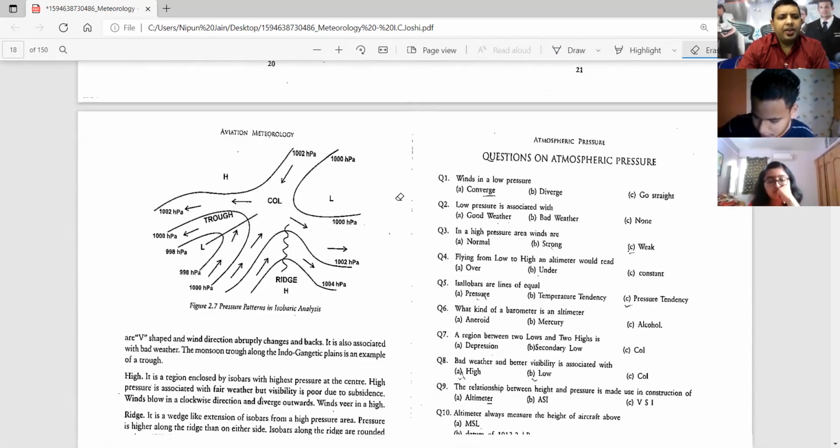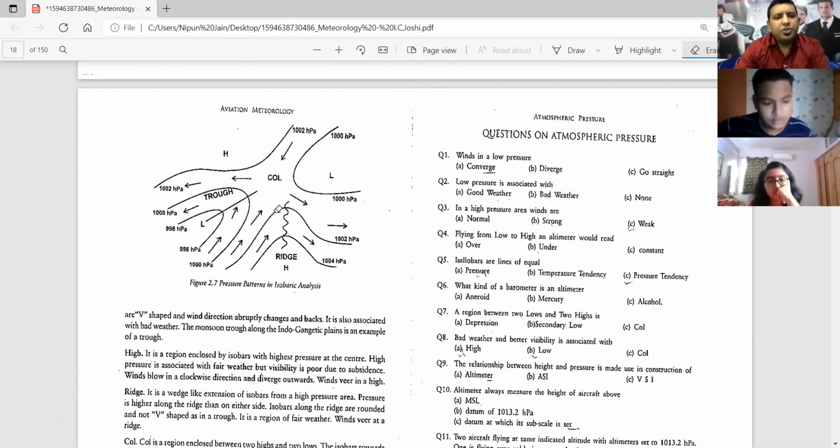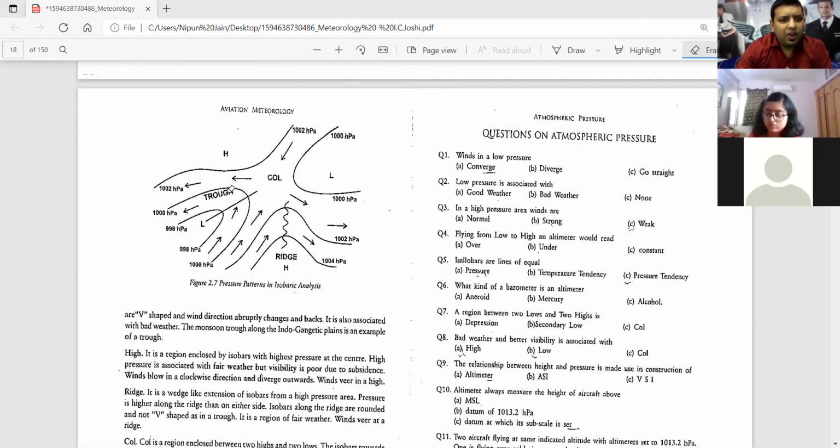All right, now see this diagram. There is a ridge. Ridge means this is an area of high pressure. This is a trough, an area of low pressure. Can you see it now? See figure 2.7. There's an area of low pressure, there's an area of high pressure, then again here there is an area of low pressure and there is an area of high pressure. Can you see the four areas? High, low, high.